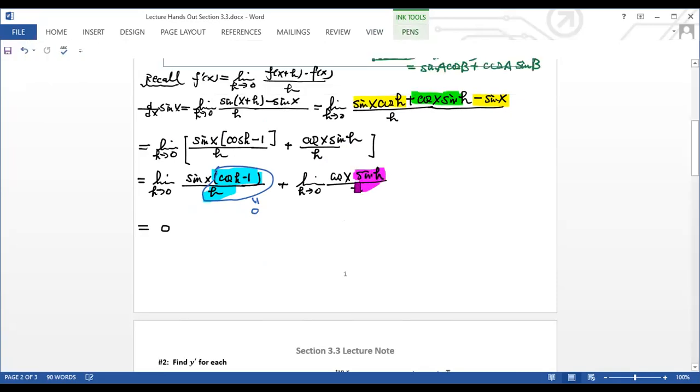Now take a look at the second one here. This is sine h over h. Based on my formulas, I know sine h over h approaches 1. So that's why, what is left? It's plus 1 times cosine x. So 1 times cosine x, which is 0 plus cosine x. So this is cosine x. So that's how I prove the derivative of sine x is cosine x. And you can do the same thing to prove the other 6.